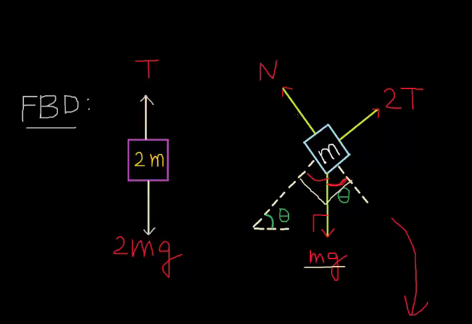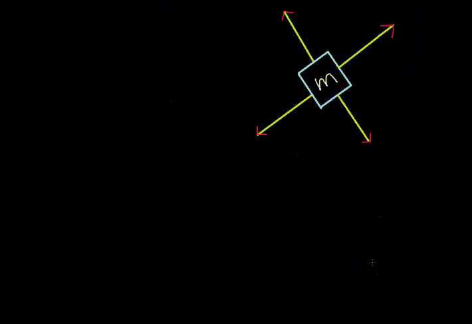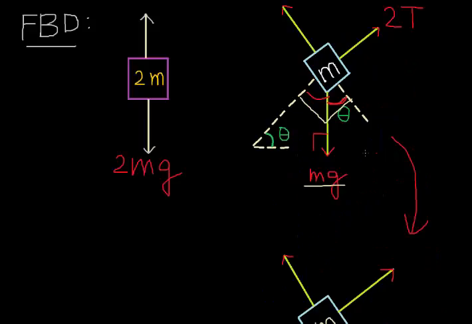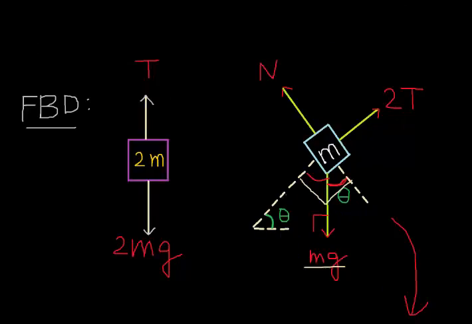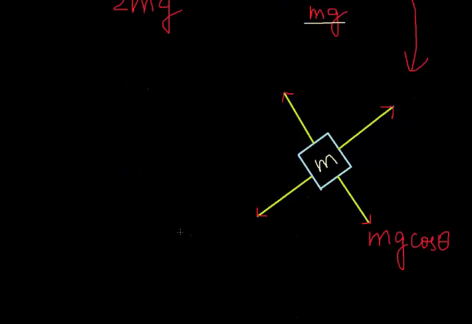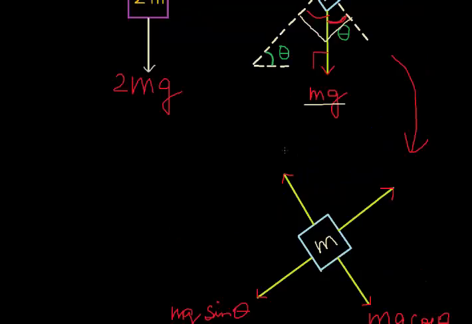So we can say that the component of mg, which is parallel along N, is given by mg cos theta. So this component becomes mg cos theta, and the component of mg which is parallel to 2T is mg sin theta. So this force becomes mg sin theta.